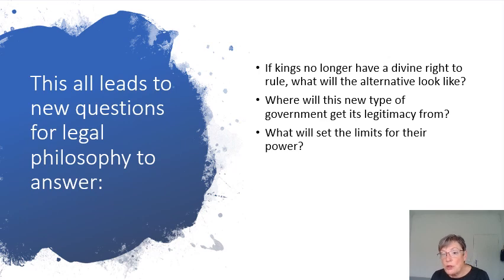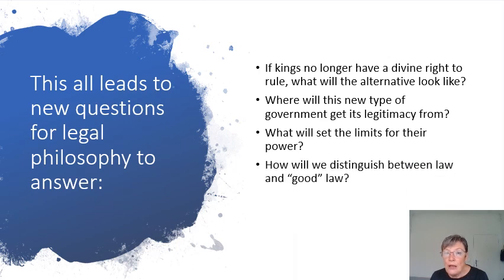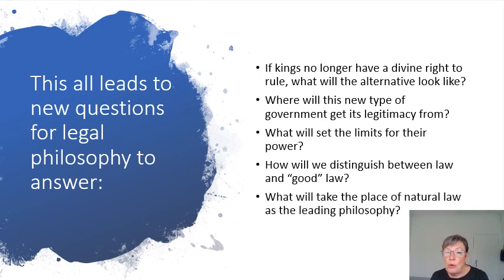In other words, what stops the new type of government from being as autocratic as the kings were? And this was the experience in the Glorious Revolution, where the new leader, Oliver Cromwell, became as autocratic as the kings that he had set out to replace. Fourth question, how will we distinguish between law and good law? Now, you will remember in natural law, we decide what good law is by looking at whether it conforms to morality. But if morality no longer plays a role, then what will determine whether we have good law? And then the final question is, what will take the place of natural law as the leading philosophy? Spoiler alert, it's legal positivism.